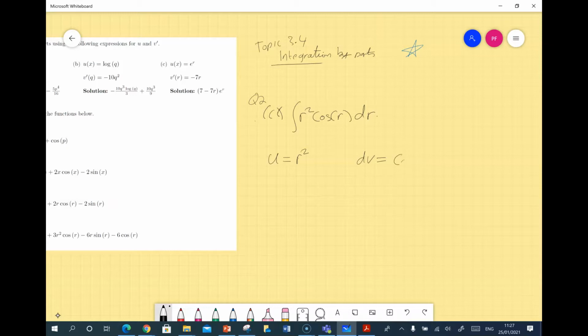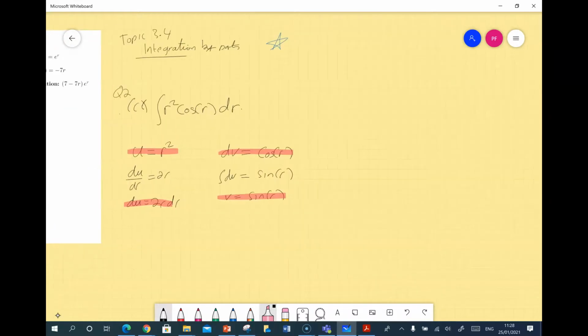So we'll choose our dv to be cos of r. So let's differentiate. du dr is equal to 2r, so du is equal to 2r dr. The integral of dv is equal to the integral of cos r, which is sine r. So that means v is our sine r. So we've got our four important pieces: our u, our du, our dv, and our v. So let's apply our formula.